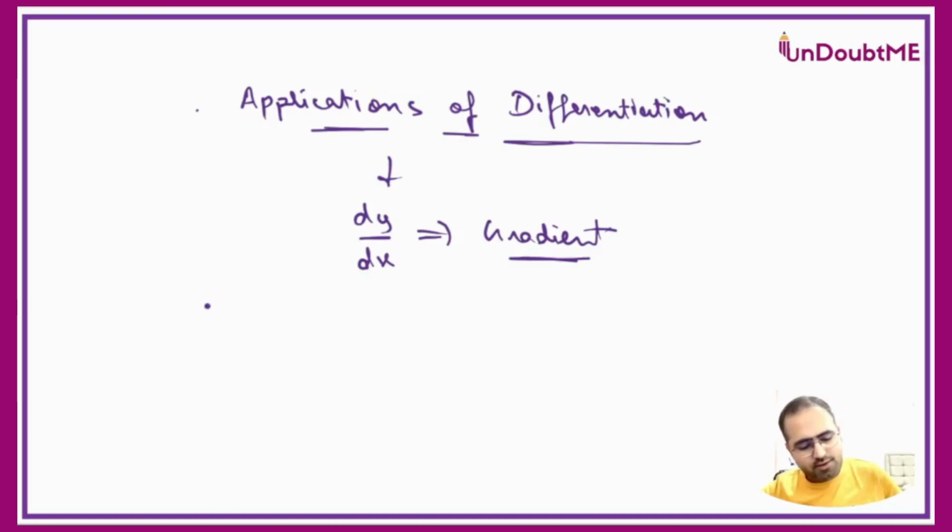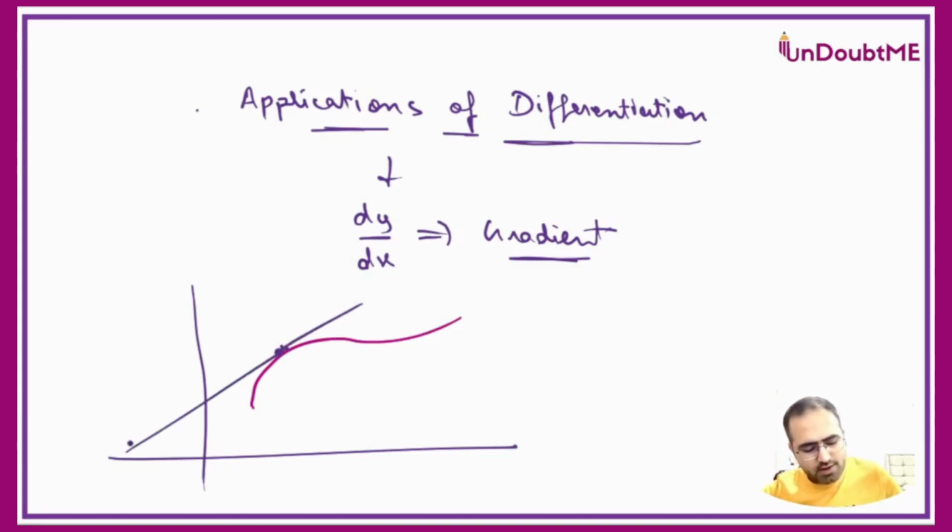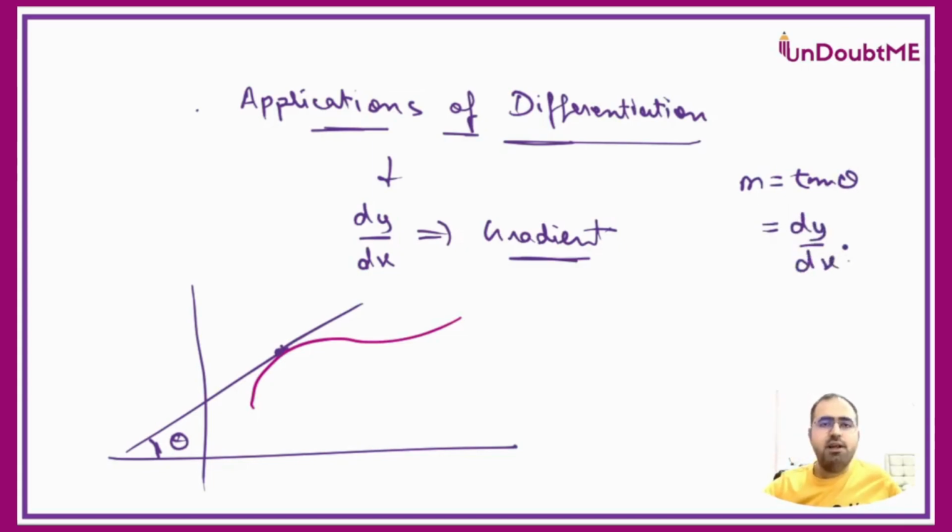This is too complicated, so let me just show you on the graph. Let's say this is a function, and if I take any point on this curve and draw a tangent over here, then the gradient of this tangent, which can be written as tan theta, or we have other formulas also, is equal to dy by dx. So that is an application of differentiation for a function.